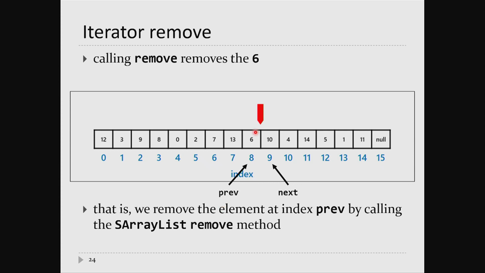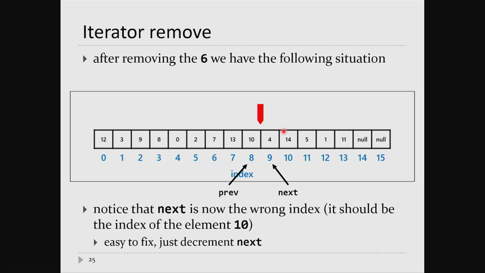Now, what happens when you remove the 6? All of these elements here get shifted over to the left by 1. The 10 is going to come into here, the 4 will go where the 10 is, the 14 will go where the 4 is, and so on. And your list looks like that. The 10 is now sitting where the 6 was, the 4 is sitting where the 10 was, the 14 is sitting where the 4 was, and so on. The iterator hasn't moved yet because we haven't updated it yet.